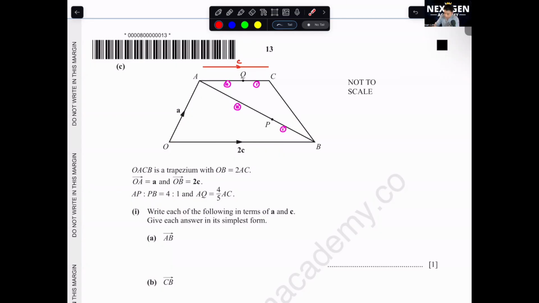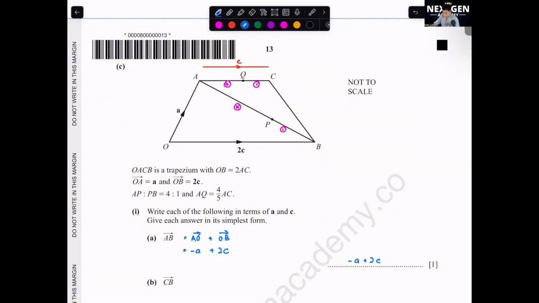AB. Okay, how to get from A to B with the information that we have? All these are not vectors. The one I put in a circle, you cannot go through here yet, because we don't know what the information is here. So A to B, we'll take AO plus OB. What is AO plus OB? OA is A, so AO will be minus A, plus 2C. Or the other way around also can. Minus A plus 2C.